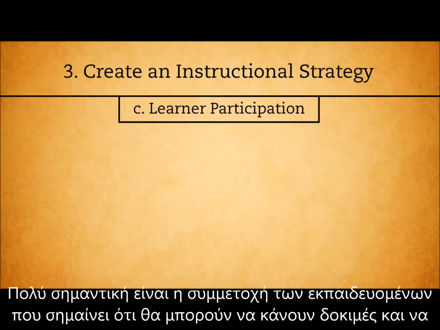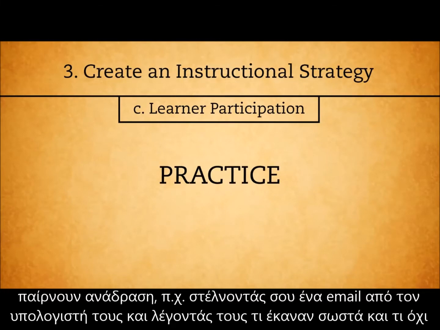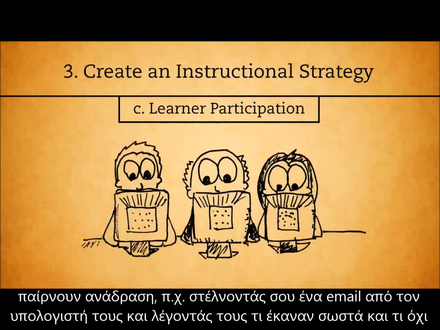It is very important to plan plenty of learner participation in your instructional strategy. This means allowing your students to practice a task as well as providing them with feedback. In our example, you could let students try sending you a message on their own computers and then tell them what they did right or where they tripped up.